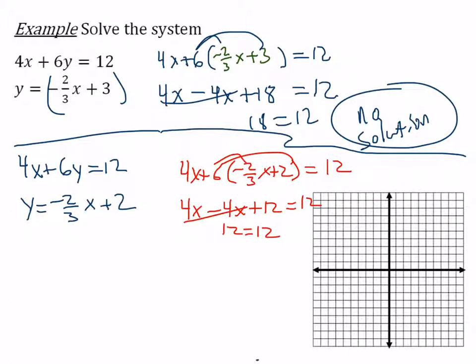To graph the first one here, we're going to find the intercepts. When x is 0, y is 2, because 6 times 2 is 12. So (0, 2) is our y-intercept. Now when y is 0, x is 3. If you cover up the y term, it becomes 0, and we're left with 4x equals 12, so x will be 3.